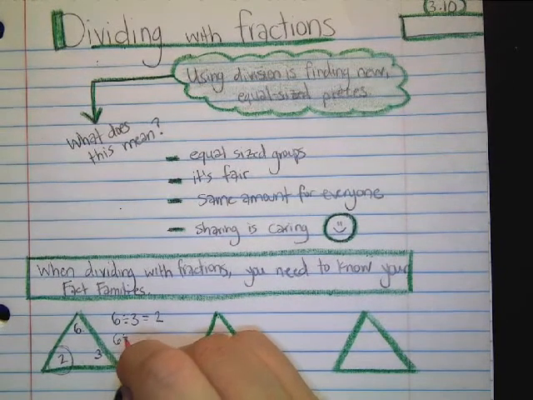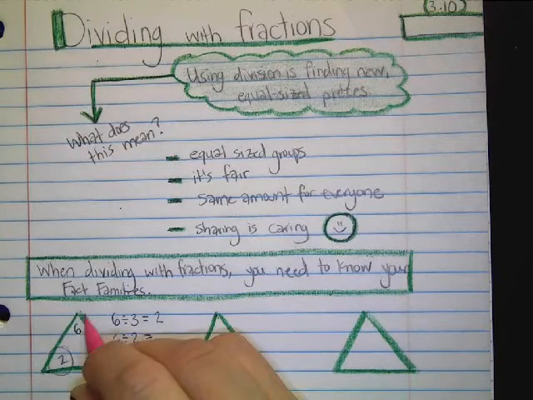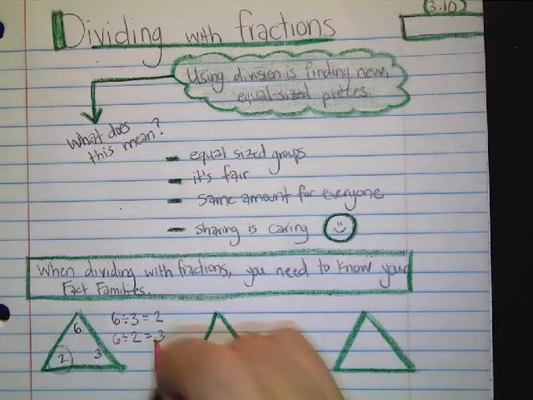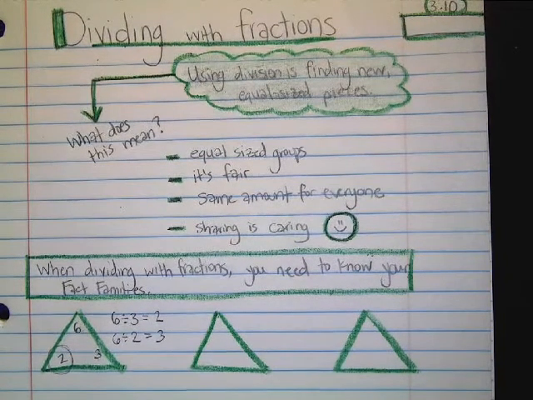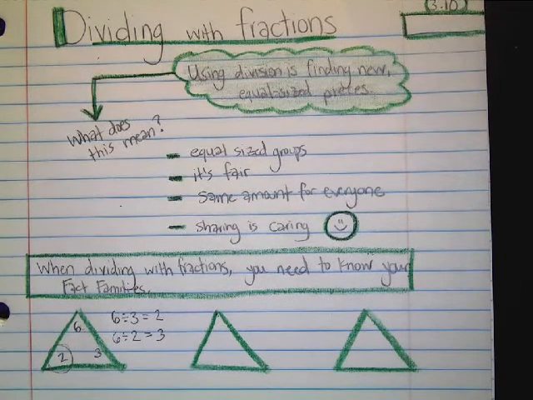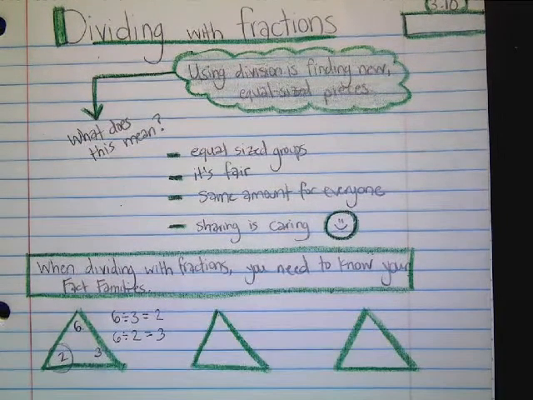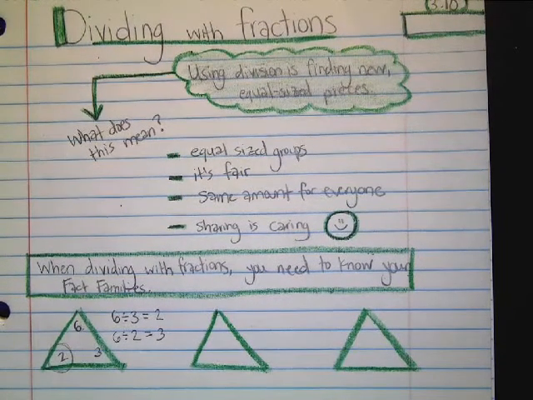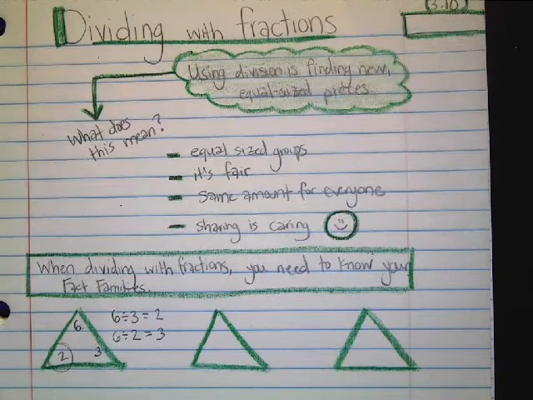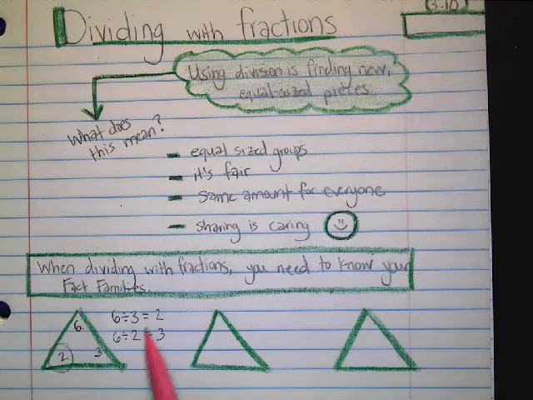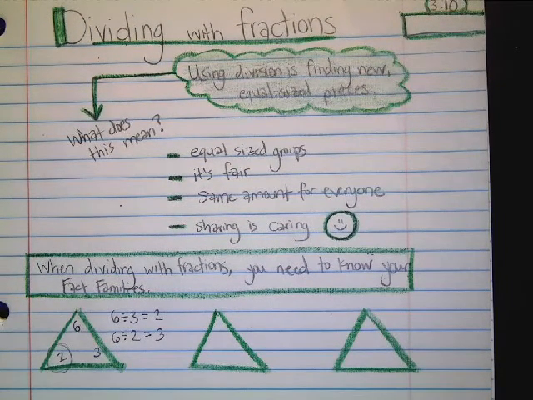You could also say it this way. 6 divided by 2 is 3. You could work that backwards as well. So these are called quotients. The answer to a division problem is called a quotient. Remember that if we do multiplication, then we're finding a product. But these are called quotients.